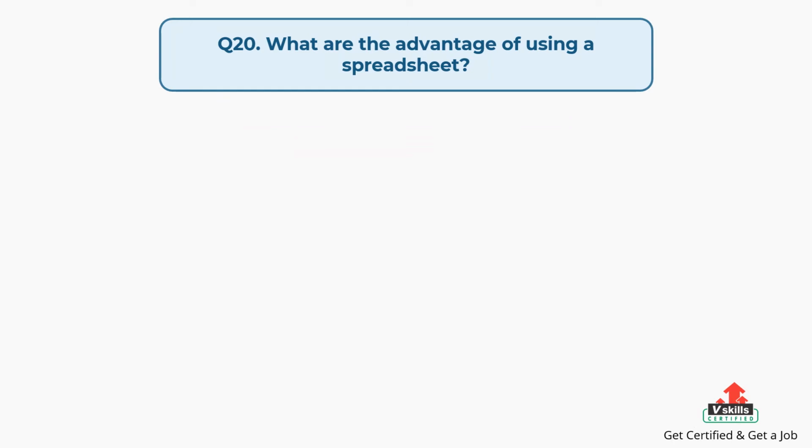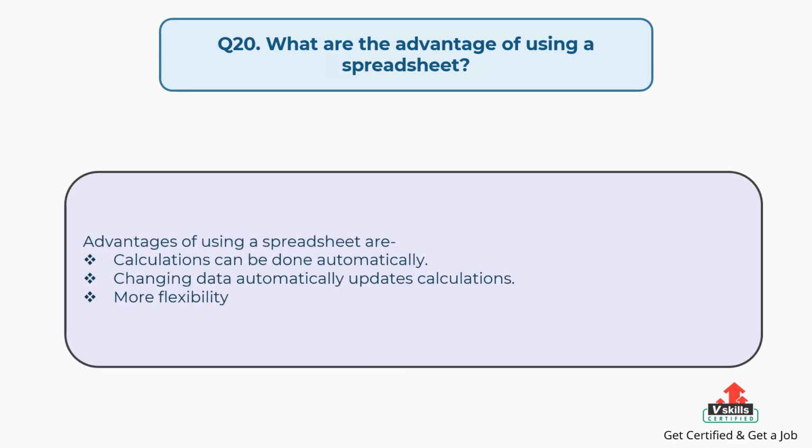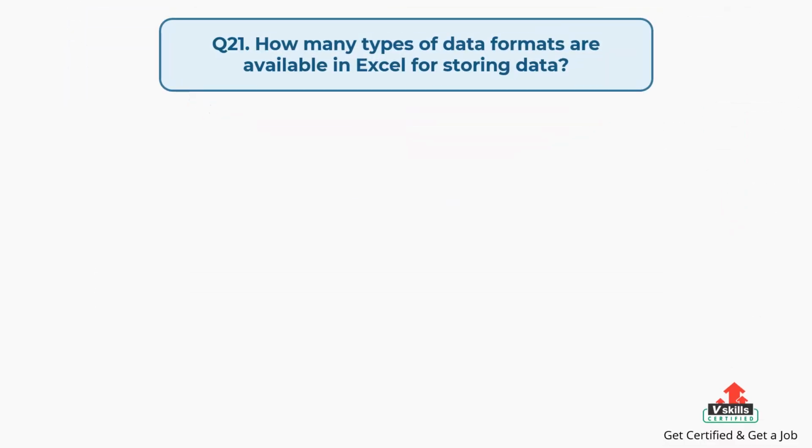Question number 20. What are the advantages of using a spreadsheet? The answer is: advantages of using a spreadsheet are: calculations can be done automatically. Changing data automatically updates calculations. More flexibility.